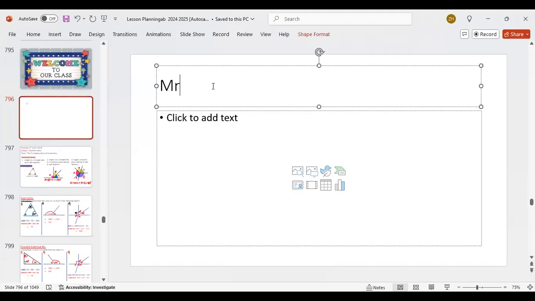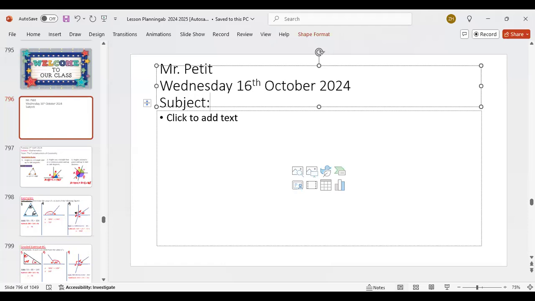Okay, so my name is Mr. Petit. Today's date is Wednesday. Wednesday, the what? The 16th of October. So write this down for me, please. Subject. All right, so it's October 16th. The subject is, of course, mathematics.